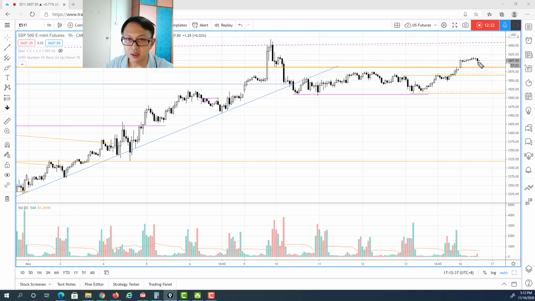So it's still in progress at the moment, but I do see it probably can just go back and test this level, either 35.87 or actually the last hour bar here. So that could form as some kind of support. So we just need to wait until it fully unfolds.